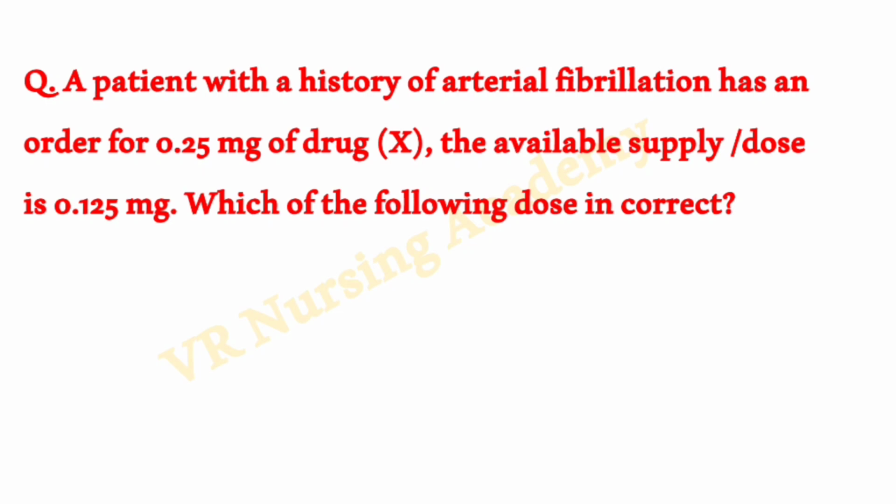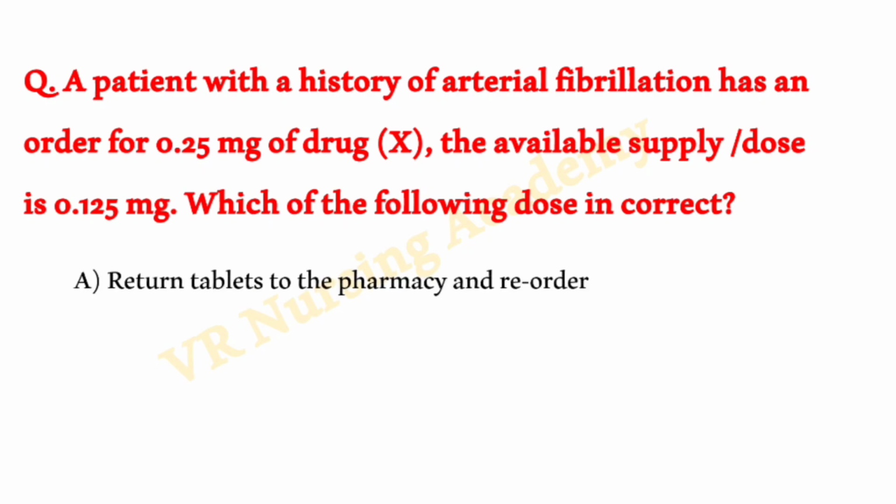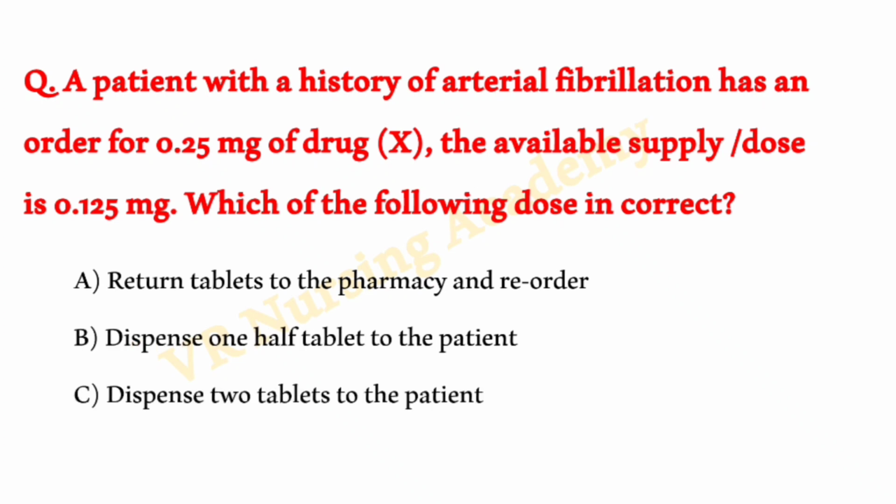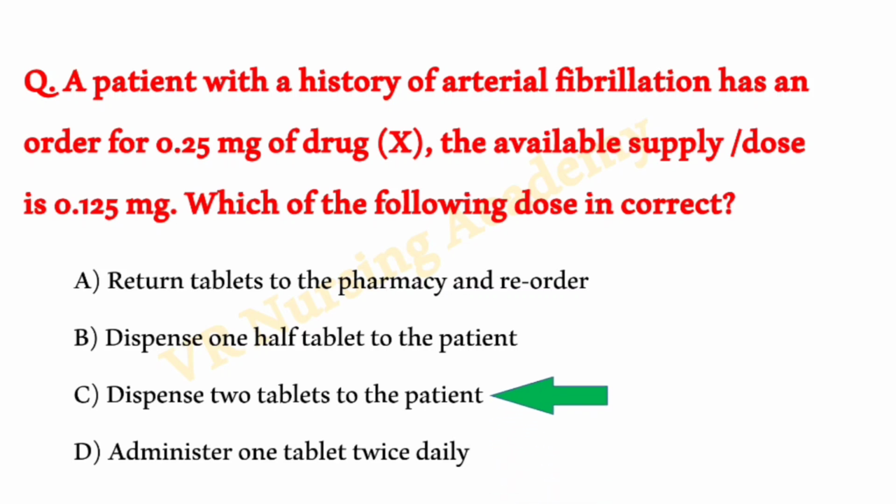Option A. Return tablets to the pharmacy and reorder. B. Dispense 1/2 tablet to the patient. C. Dispense 2 tablets to the patient. D. Administer 1 tablet twice daily. Which is the correct answer? Option C. Dispense 2 tablets to the patient.